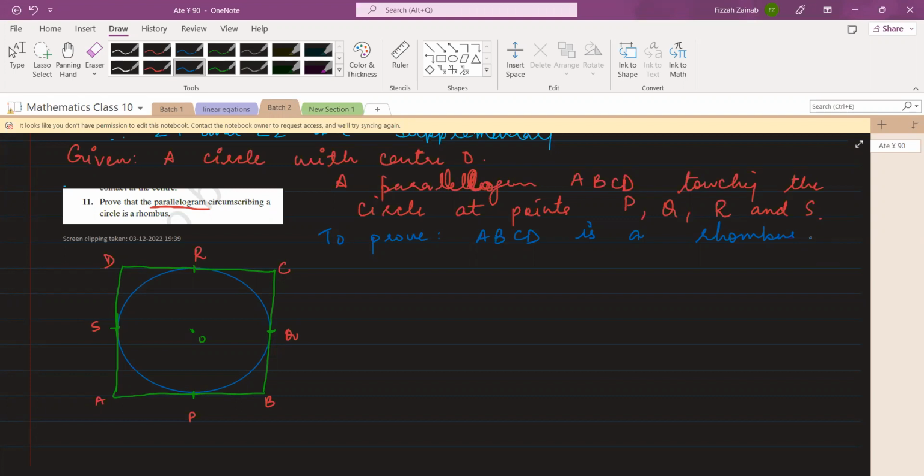So basically, we can show that all the sides are equal. Then also it's a rhombus, right? Yes, ma'am. Because parallelograms are of 3 types, if you remember.